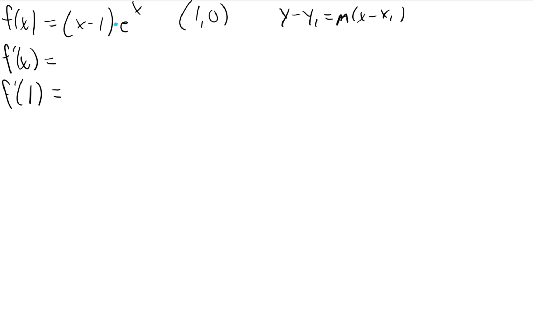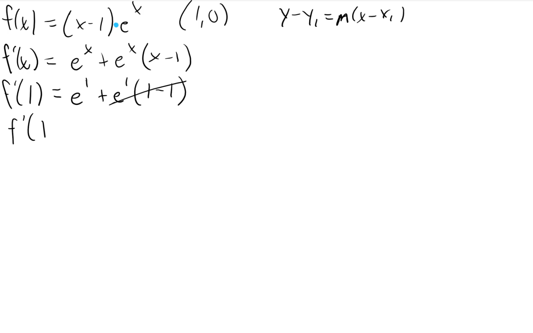So this one looks like we've got the product rule, got something times something. So product rule says take the derivative of the first, which would just be 1 times the second, plus the derivative of the second times the first. And so there's our derivative. So if I plugged in 1 in for x, see, this goes to 0. So it looks like the derivative of the tangent line at x equals 1 is going to be e. So plug in an e here.